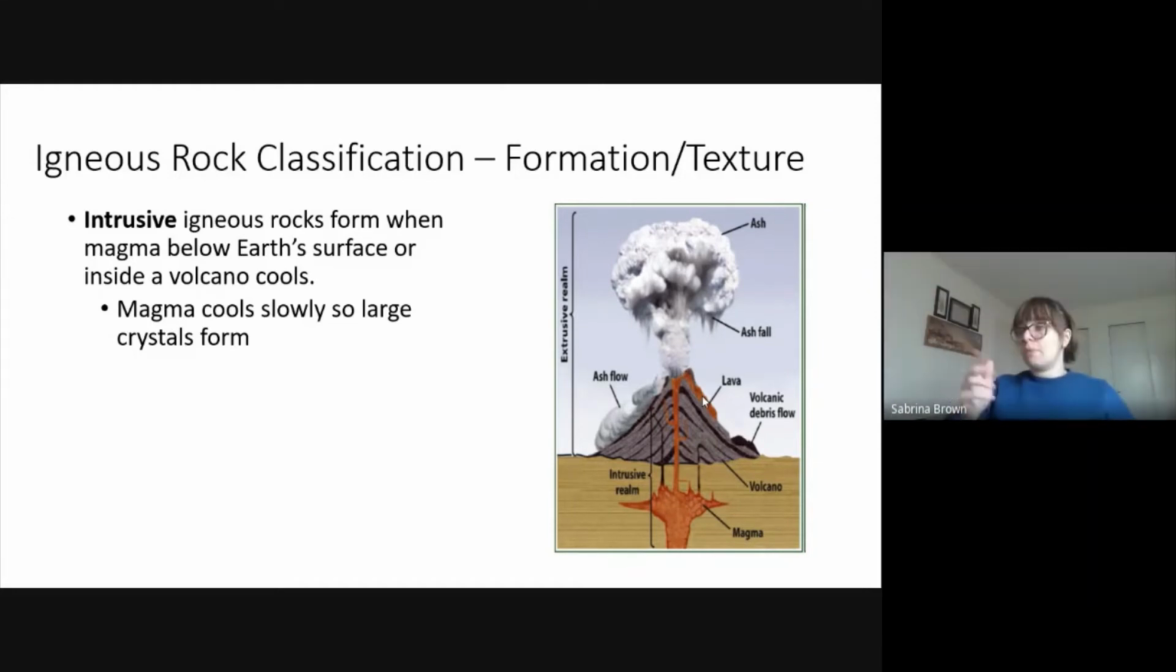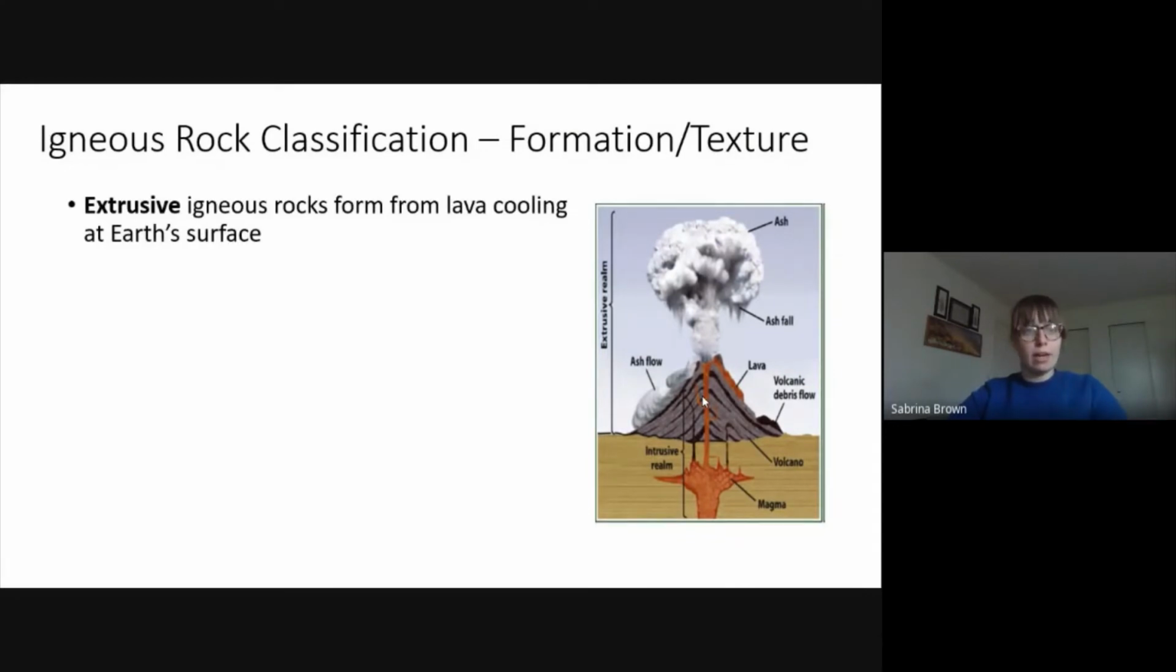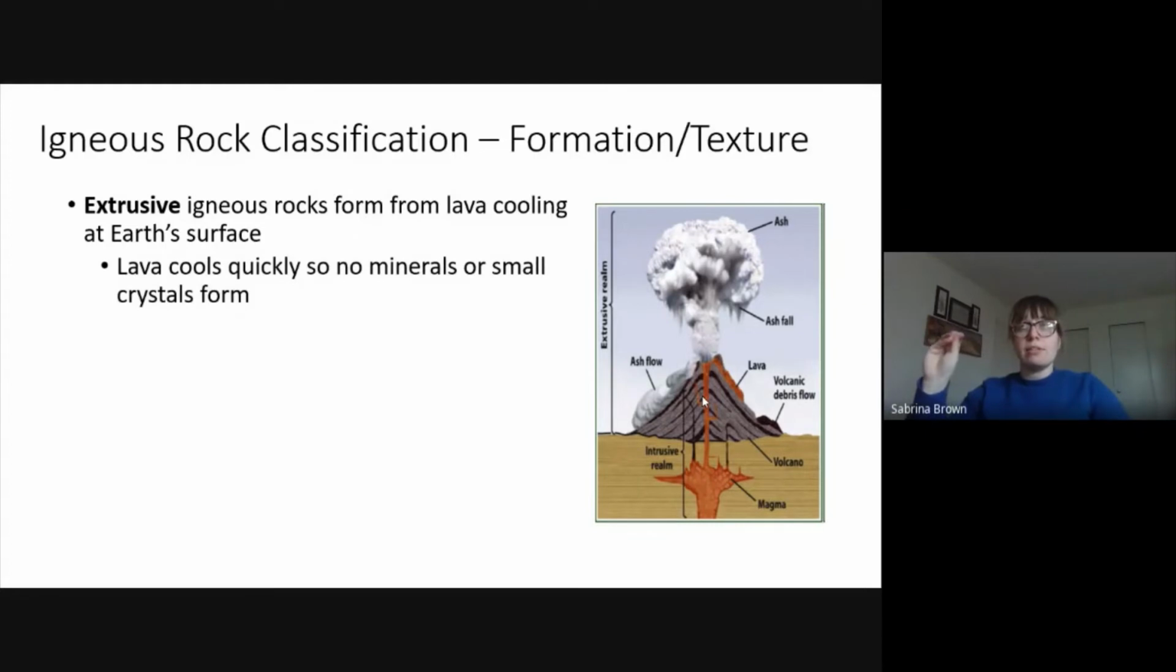And so because this magma is cooling underground, it has plenty of time to just hang out and cool off slowly. There's lots of time for minerals to form large crystals. So in our intrusive igneous rocks, we get large crystals. On the other hand, when we have extrusive igneous rocks, these form when we have lava that cools at the Earth's surface. And because this molten, very hot rock material is hitting the air very quickly, it undergoes something called quenching, where it cools super quickly, right?